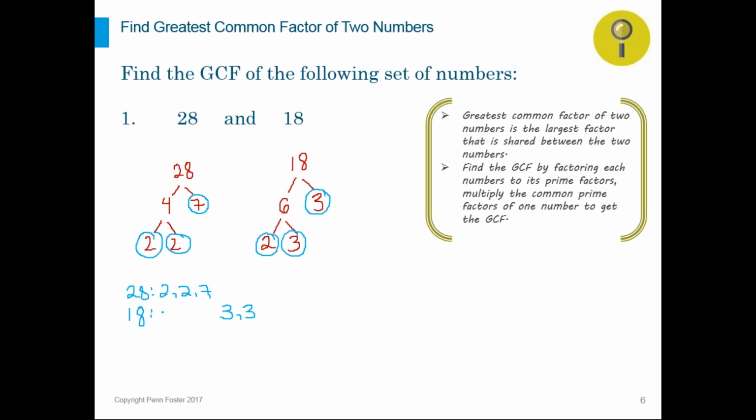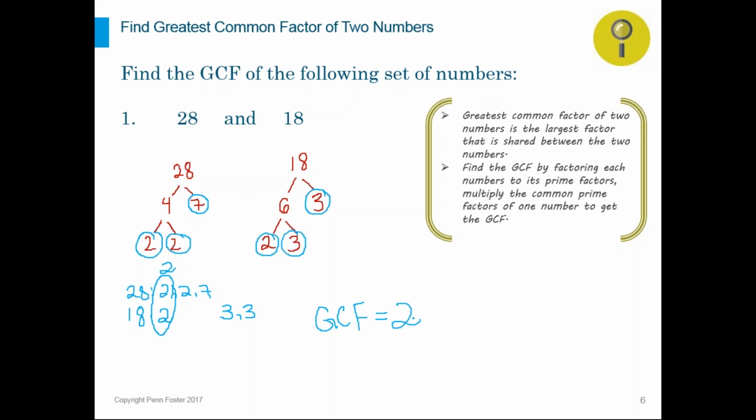So the only common one is 2. I'm going to put 2 under 2. The only common factor between 28 and 18 is 2. 2 is the only common factor. So the GCF of 28 and 18 is 2. So the GCF equals 2. We're going to use that later on when we factor polynomials. So we just need to master how to do that with numbers.